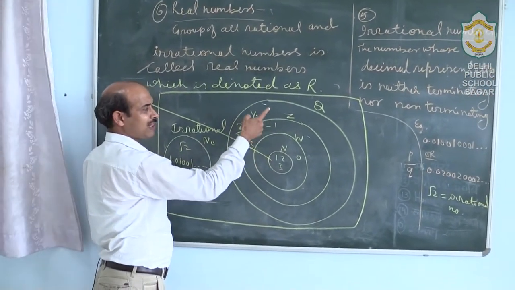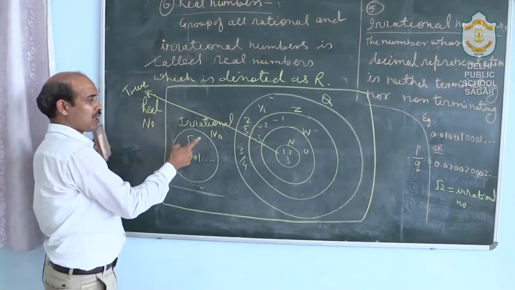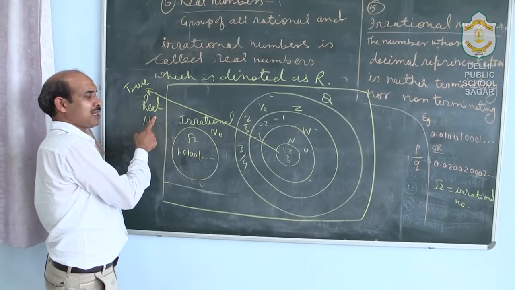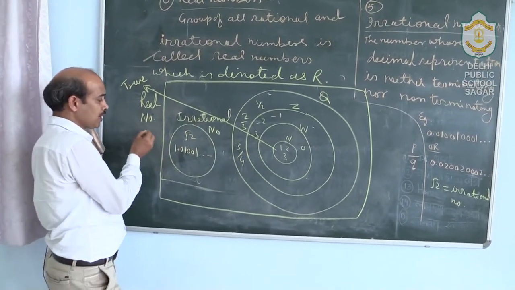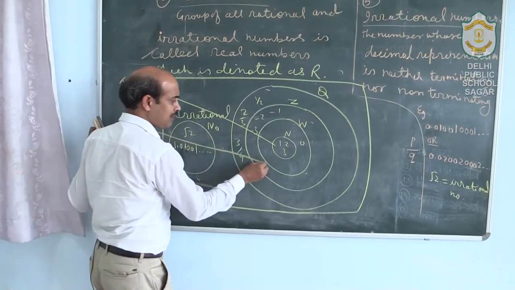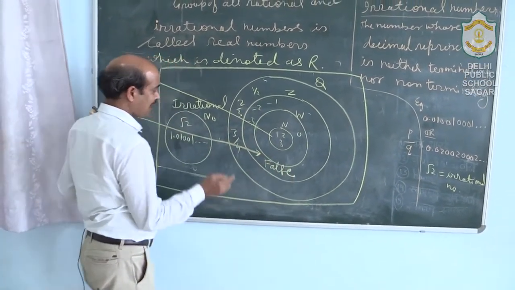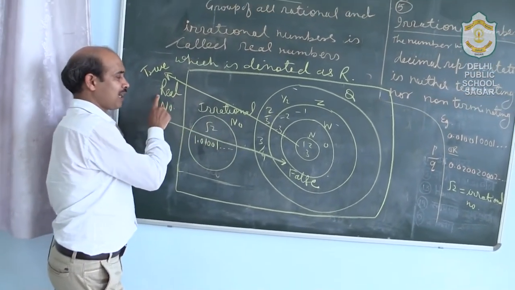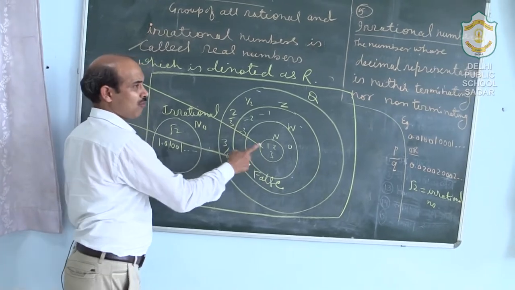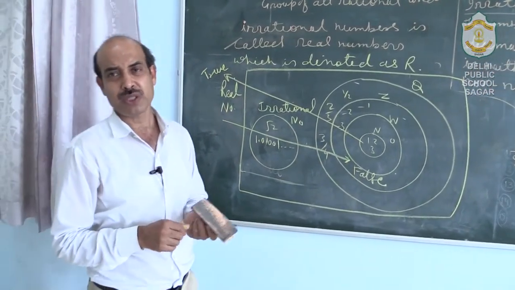All whole numbers are integers, true. All natural numbers are real numbers, it is true. All irrational numbers are real numbers, it will be true. If you are going from inside to outside, it will be true. If you are going from outside to inside, this will be false. Like all real numbers are irrational numbers, false. All real numbers are natural numbers, false. So this is the easy way to answer such type of questions.